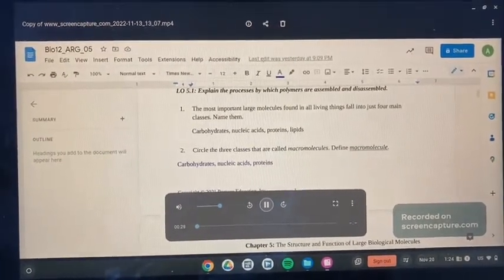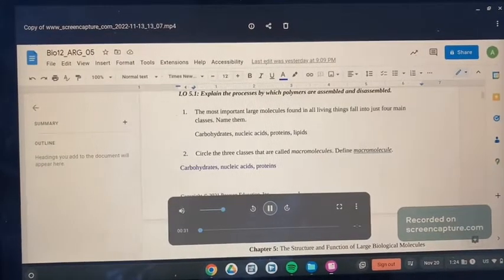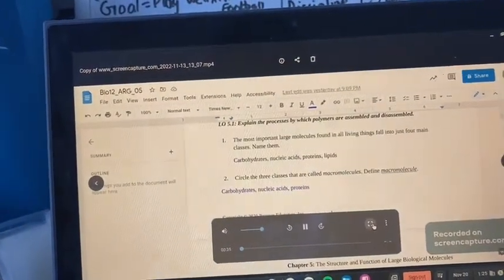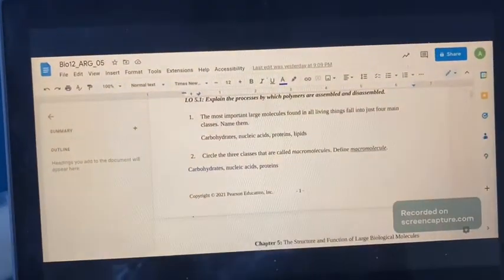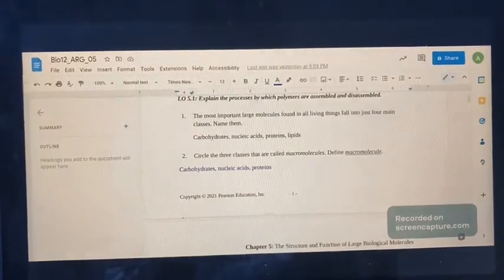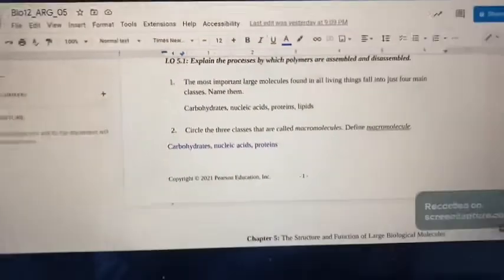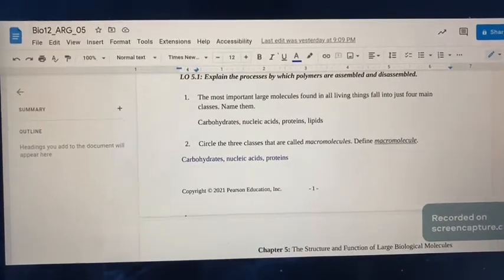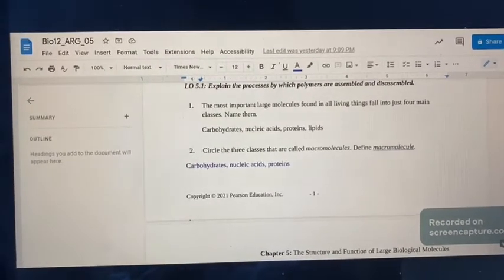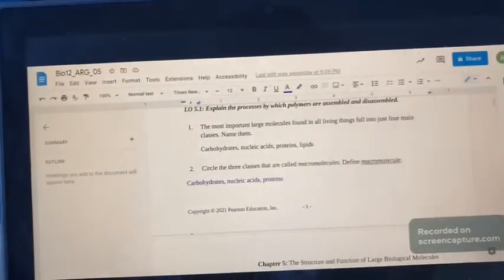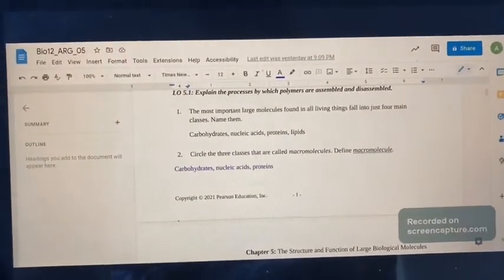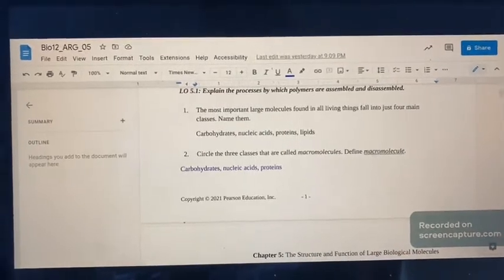So the first question goes over: the most important large molecules found in all living things fall into just 4 main classes. The 4 main classes that we have are carbohydrates, nucleic acids, proteins, and lipids. Obviously, all of these have different functions, but they're also really essential for our body. Proteins are like enzymes and all that. Lipids are like oils, wax. Carbohydrates are like the foods that can provide you instant energy. And nucleic acids like DNA hold your genetic material.